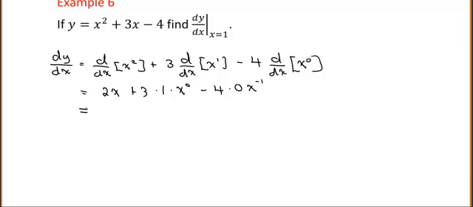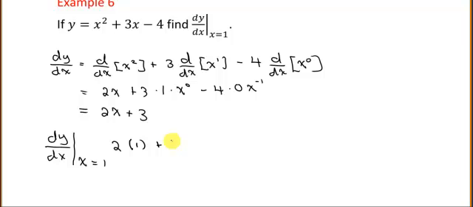So notice that this would be 2x plus 3 times 1 minus 0. Okay, so dy dx is 2x plus 3. Then dy dx evaluated at x equals 1 is just this expression where each instance of x is replaced by 1. So dy dx with x replaced by 1 is 2 times 1 plus 3. That would be 5.